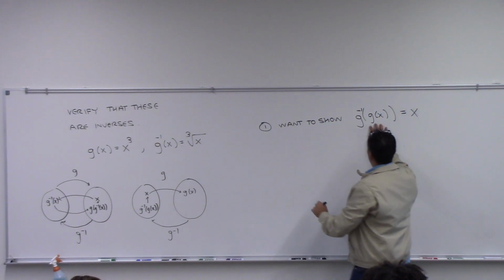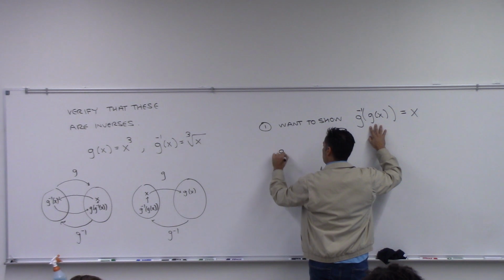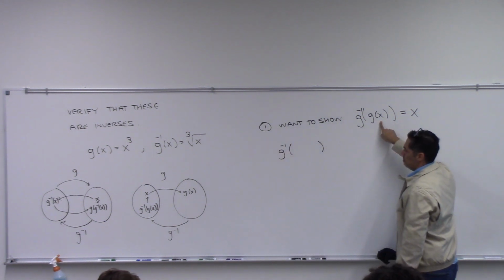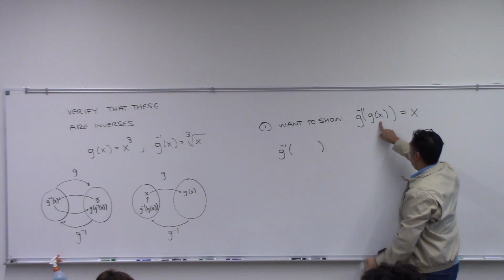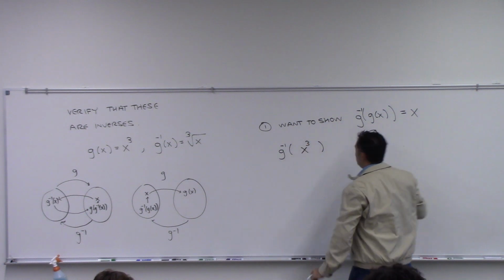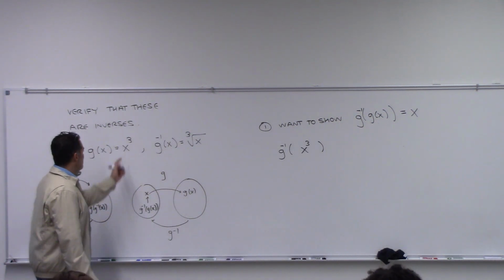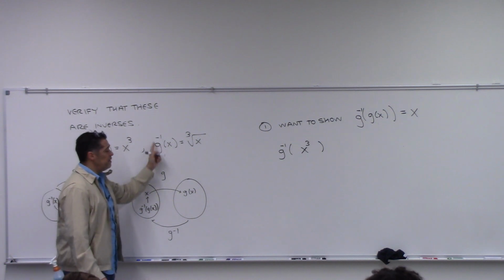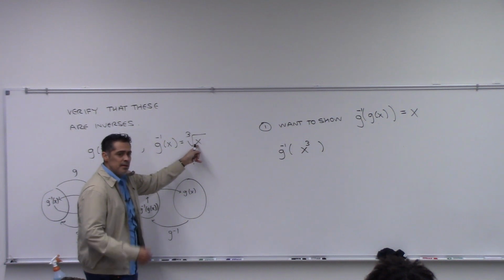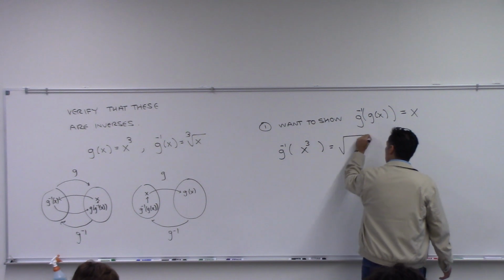Sorry, g inverse. So what's g of x for this particular problem? x cubed. So what I'm doing there is replacing g of x with x cubed. Now I need to plug x cubed into the inverse function, right? So everywhere I see x, I replace that x with x cubed. So this becomes the cube root of what?